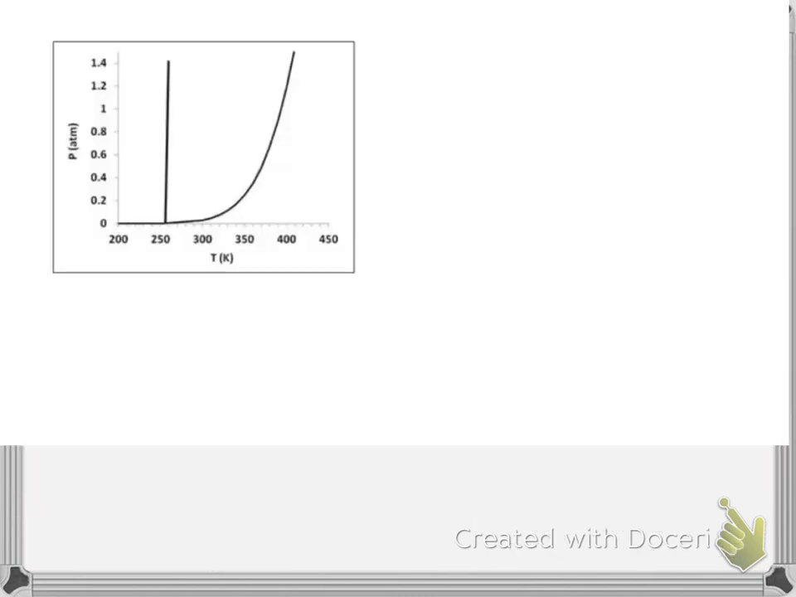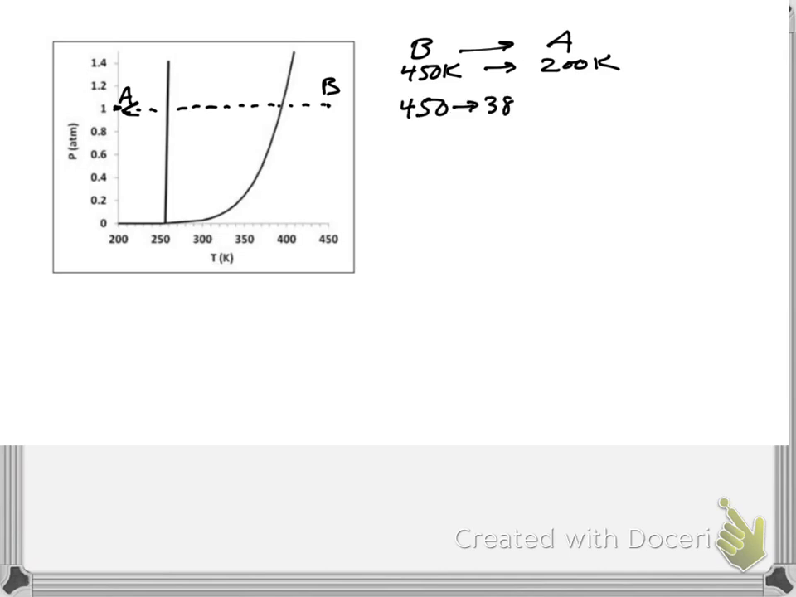All right, so same curve. We now put our points B and A. Now we're going to be going in this direction, which is cooling. So we're going to start off at 450 Kelvin, hot, at B, and then cool all the way down to 200 Kelvin. So we do the same thing. We break these into steps.